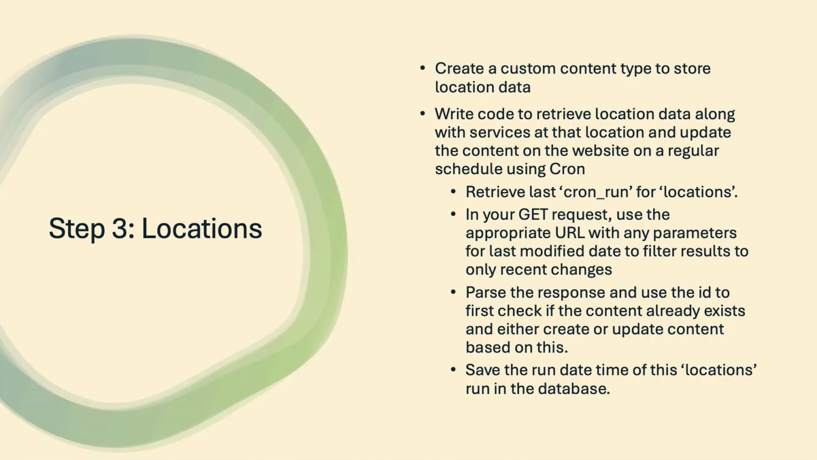And then when we get a response, we're going to parse the response, and then we're going to use the IDs in that response to check if the content already exists in the database. So does that ID exist? And then if it doesn't, we either create or update based on that response. So you're going to fill in that content type of locations with the data from the response, and then you're going to save the run date time of the locations run in the database. So if this ran at 2 o'clock, you insert it in the database.